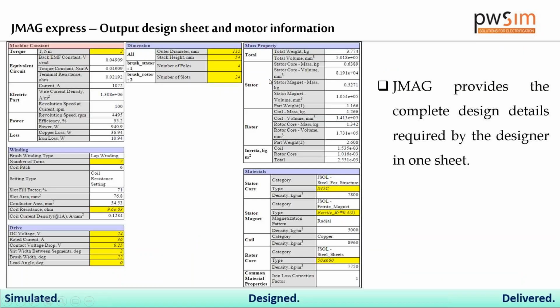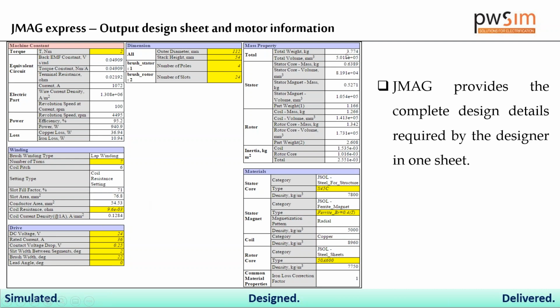Now that is the results part. There is another interesting thing with respect to JMAG Express. Once you have done your analysis and evaluated your motor, you can see a design sheet available after the analysis. This design sheet will give you all the parameters that exist or that have been calculated by JMAG Express using its inbuilt module. Likewise, you can see the equivalent circuit parameters, the electrical parameters, the power, the loss, and how much efficiency is provided based upon different parameters like the speed or the torque, whatever input you have given. Based on that you will get the output.